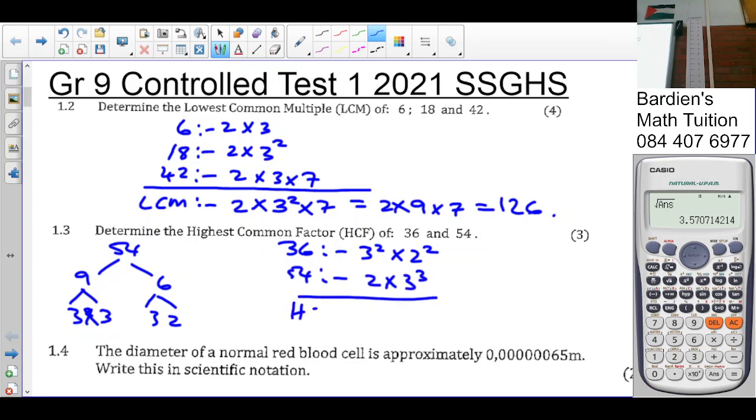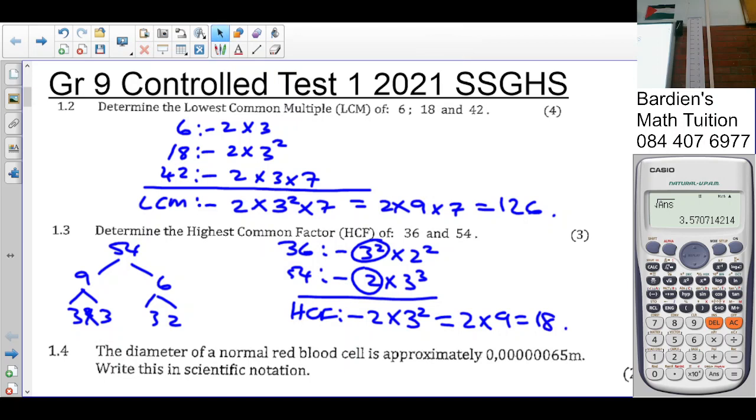So for the highest common factor, the rule says it has to occur in all of them, and you must consider the lowest. 2 occurs in all, the lowest is 2 to the 1. 3 occurs in all, so the lowest is 3 squared, which is that one. 3 squared of course is 9, and 2 times 9 is 18. So the HCF there is 18, the highest common factor. The next question.